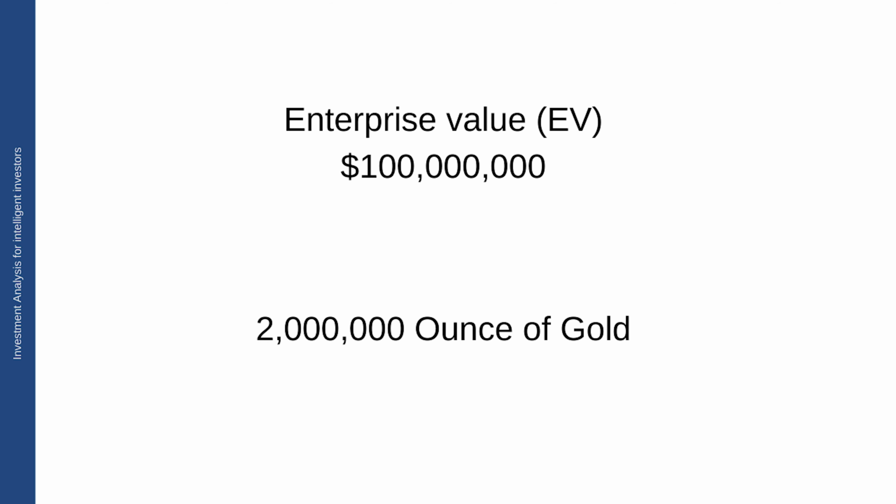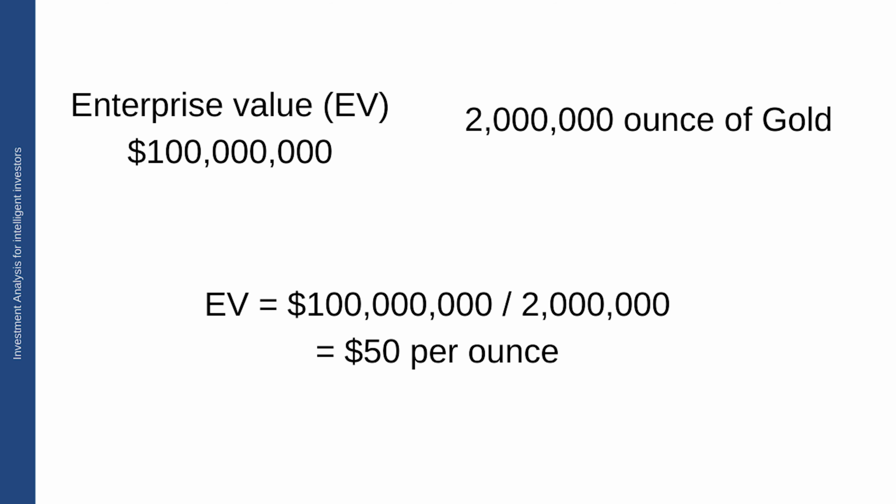For example, let's take a gold company. Let's say the company's enterprise value is $100 million. The company has 2 million ounces of gold, which means the enterprise value to resource of that company is 100 divided by 2, $50 an ounce.